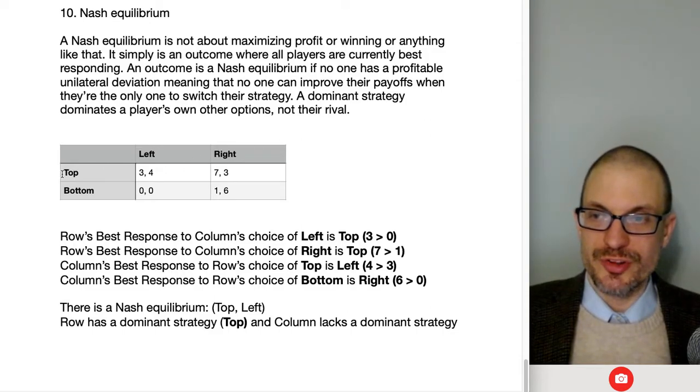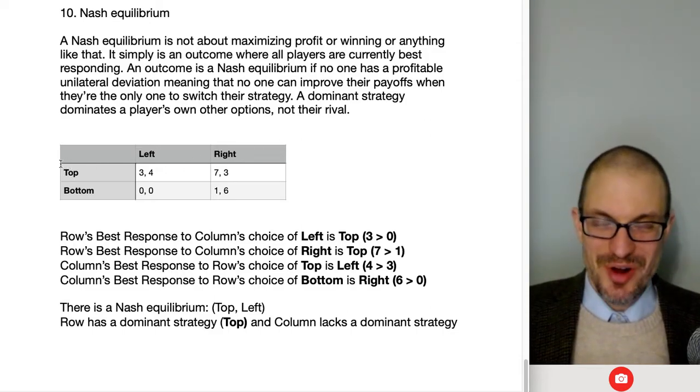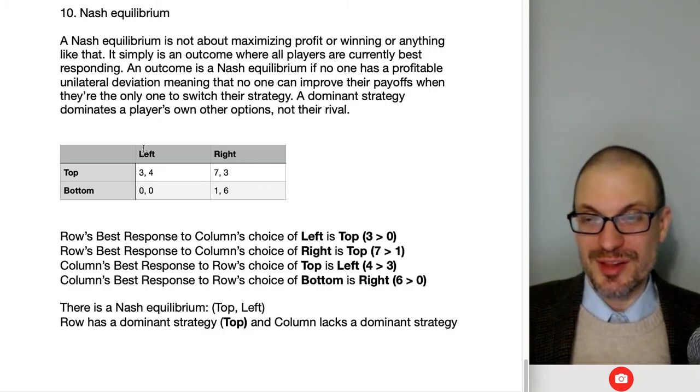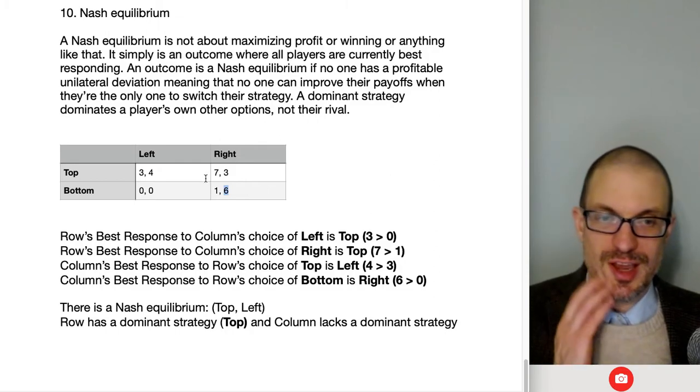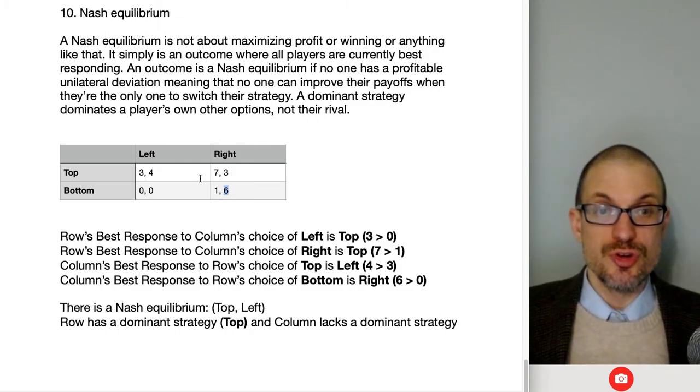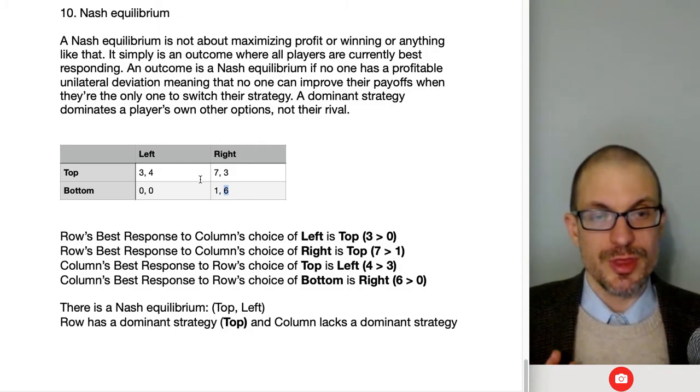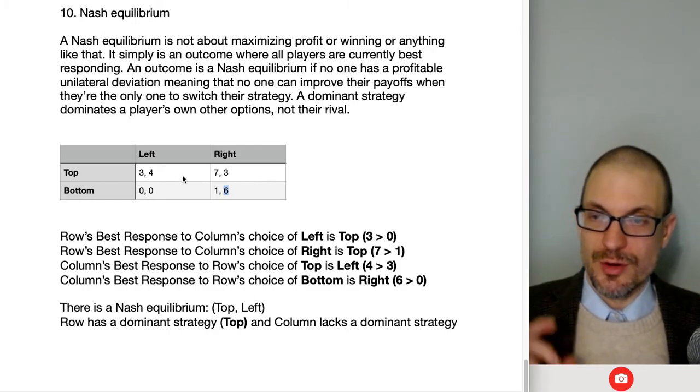When row player selects the top row and column player selects the left column, row player gets 3, column player gets 4. If row player selects the bottom row and column player selects the right column, row gets 1, column gets 6, right? The first number goes to row player, the second number goes to column player. They're choosing their strategies simultaneously without observing the rival.